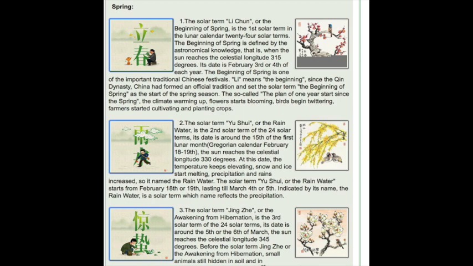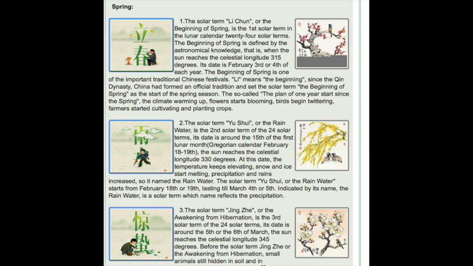And the sun reaches the celestial longitude 330 degrees. At this date, the temperature keeps elevating, snow and ice start melting, precipitation and rains increase. So it is named the rainwater.